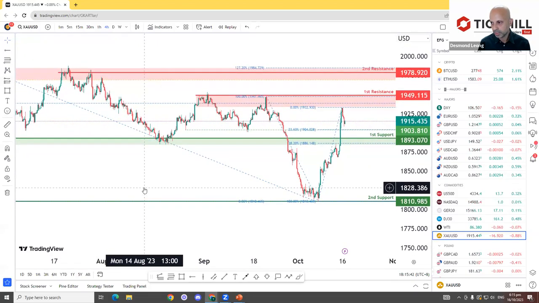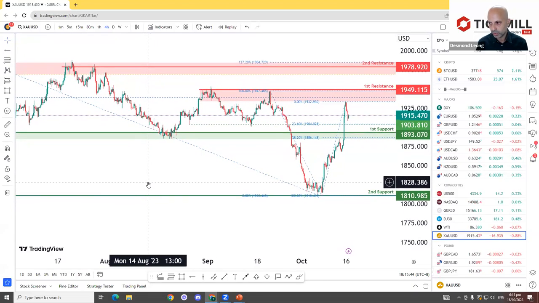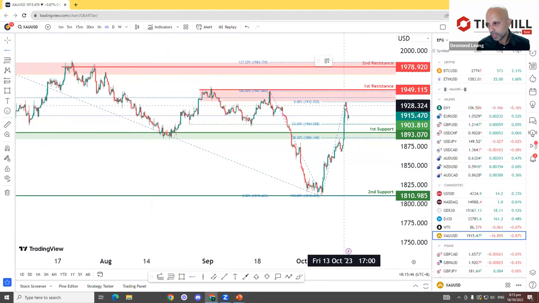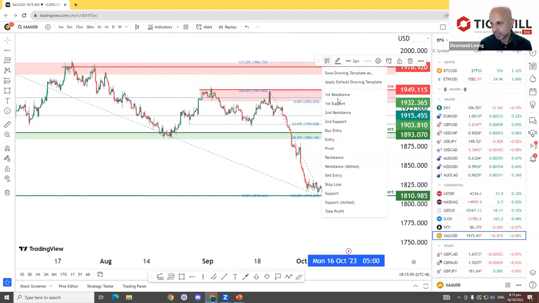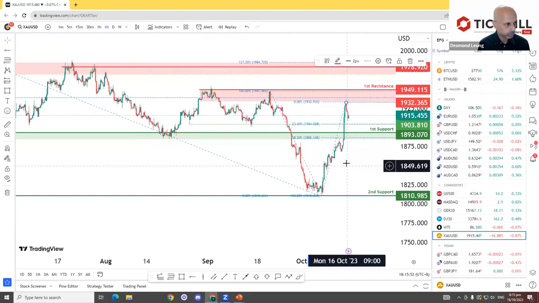Right, okay. So these are the levels for gold. And of course, with price making this swing high here, I would actually use 1932 as an intermediate resistance level as well.